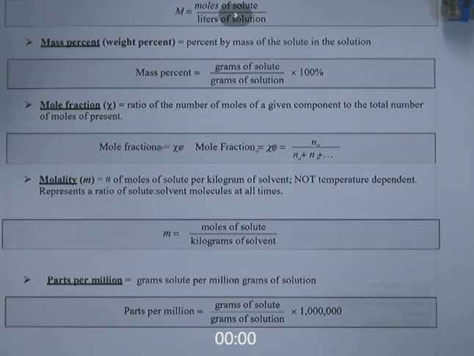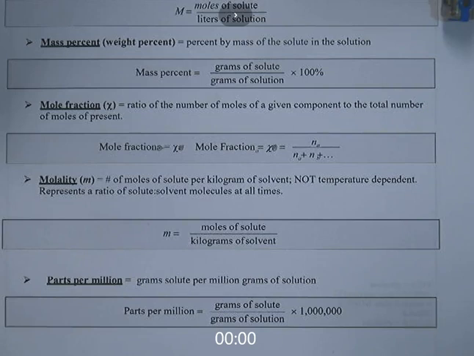It just depends on which one you're interested in knowing the mole fraction of. Molality. Molality is the number of moles of solute per kilogram of solvent. So notice this time the denominator is solvent, not solution. And we're not dealing with liters, we're dealing with kilograms. That's not temperature dependent, because even if your water freezes, you still have the same mass, the same amount of water molecules. It's the same number of kilograms, although the volume has expanded.